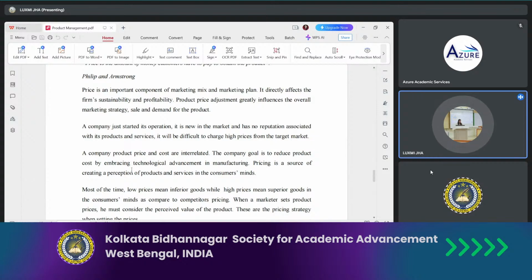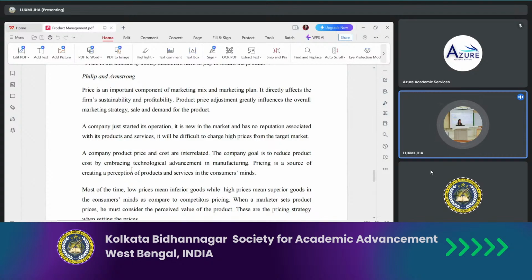So if we see that a certain product offered by one marketer is at 250, and another marketer is offering it at 100, the first question that will come is: for the same commodity, maybe they are sacrificing on quality, or there's something wrong with it. Because one is charging 250 and the other is offering at 100. So this question does come up. So the marketer has to make sure whatever pricing they are setting is not too low, not too high. When the marketer sets the product price, he must consider the perceived value of the product. These are the price strategies while setting the price.